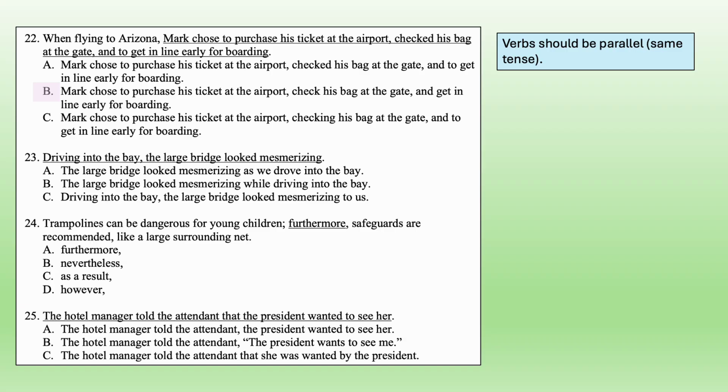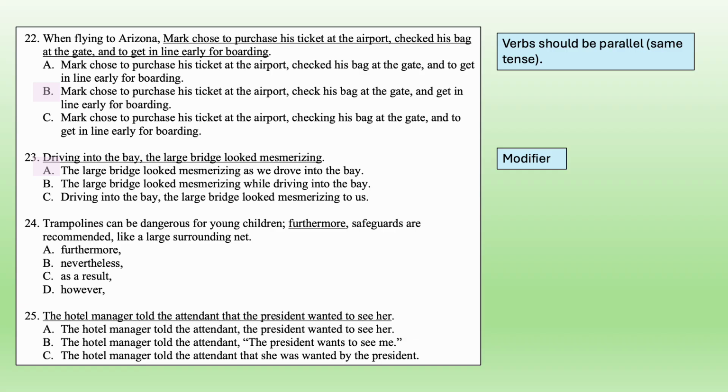23, not going to spend a ton of time on that because I just did so when we went over modifiers. That's a modifier error. Let's look at 24. Trampolines can be dangerous for young children. Furthermore, safeguards are recommended like a large surrounding net.